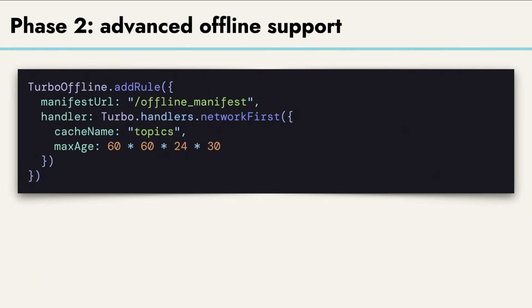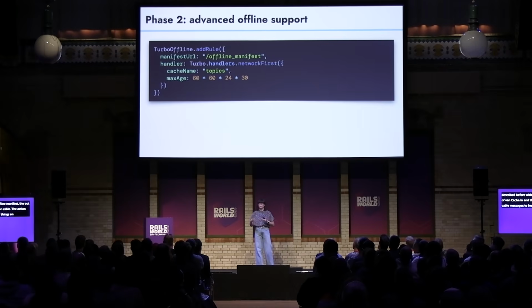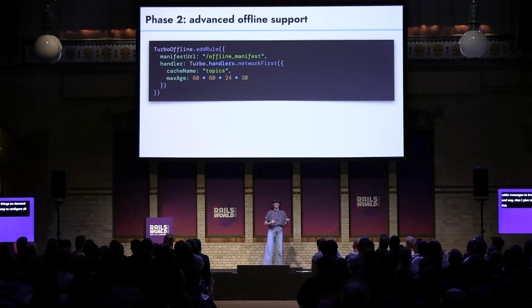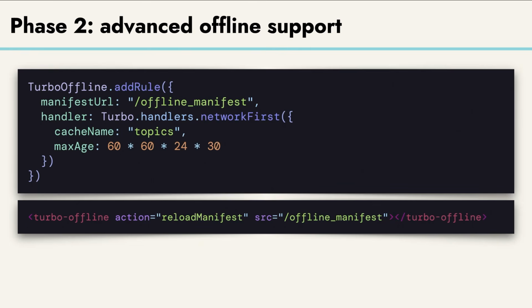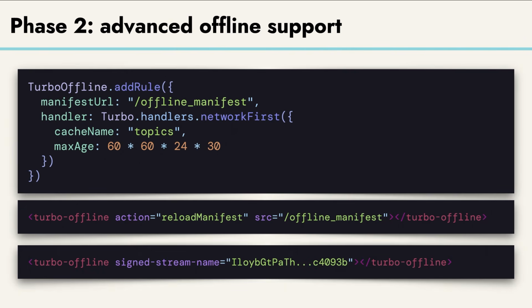Then for phase two, the advanced offline support, I plan to incorporate everything I described before with the offline manifest, the out-of-band caching, and the Action Cable messages to invalidate things on demand. And I also plan to get a way to configure all this easily in the Turbo Rails library without having to write almost any JavaScript, with some helpers there, for the Turbo offline thing and everything.